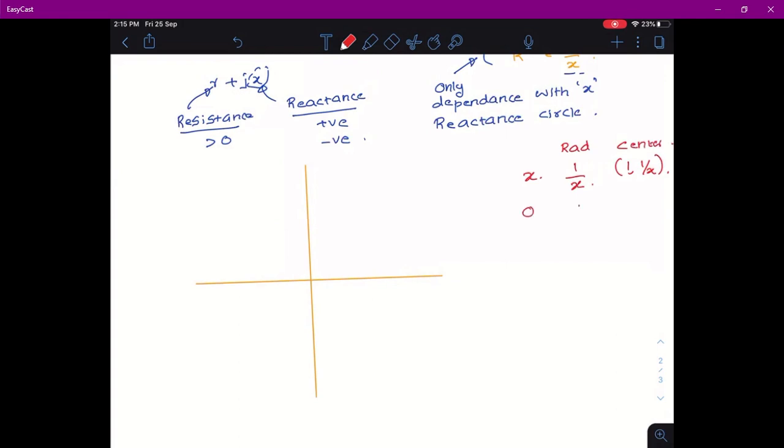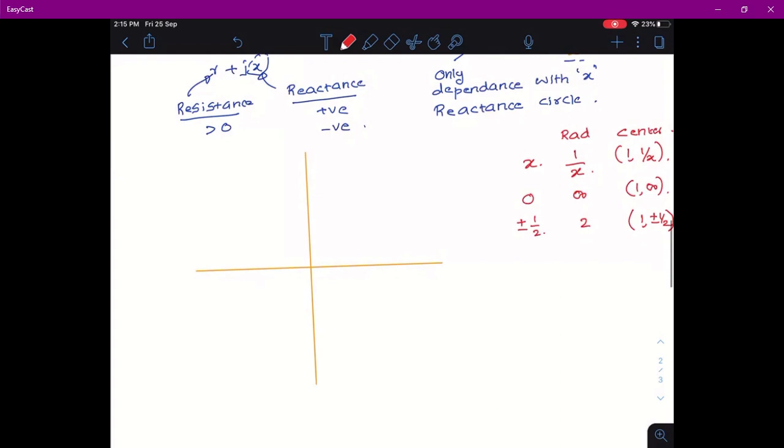So when I put x equal to 0, the radius is infinity and the center is (1, infinity). When x is plus or minus 1/2, the radius is always positive, which is 2, and the center is (1, plus or minus 1/2). Again, I can have x equal to plus or minus 1. So the radius is 1, and I'll have (1, plus or minus 1) as the center. Similarly, I can have x equal to plus or minus 2. So the radius is 1/2 and the center is (1, plus or minus 1/2). Similarly, I can have an infinite value of reactance. So 1/x is 0, and I'll have (1, 0).